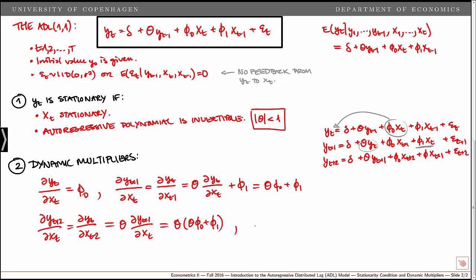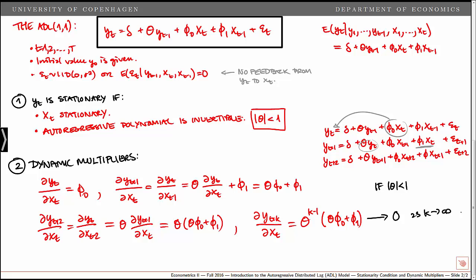Now finally we could do this for y_{t+k} with respect to x_t, and we note that this formula here we just iterated forward one period, and we get theta to the power of k minus 1 multiplied by theta phi_0 plus phi_1. Finally note that if theta is numerically smaller than 1, then theta to the power of k minus 1 will converge to 0, so the dynamic multiplier here converges to 0 as k goes to infinity.